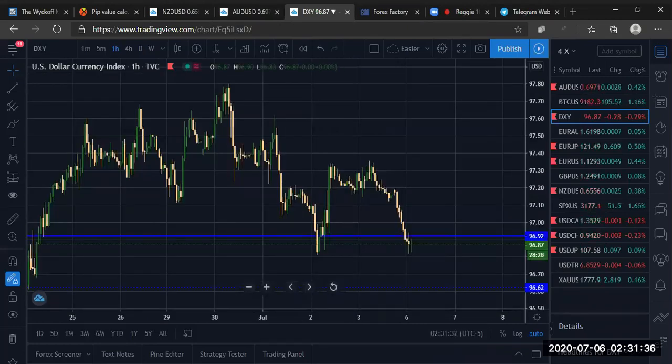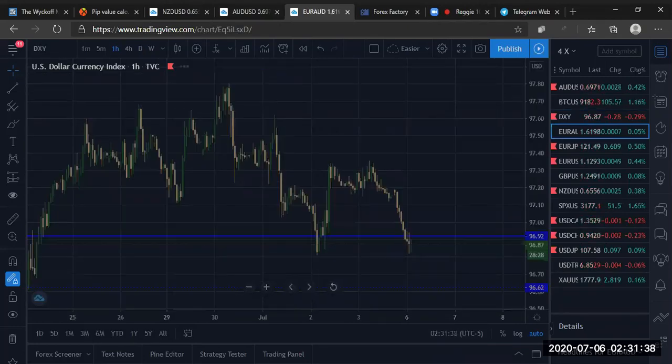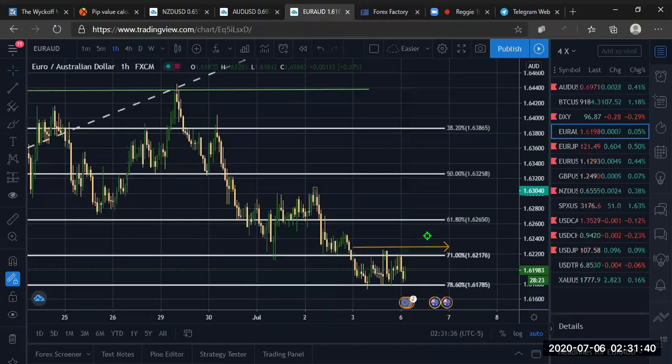DXY, don't really got nothing. I got other stuff on other charts too.